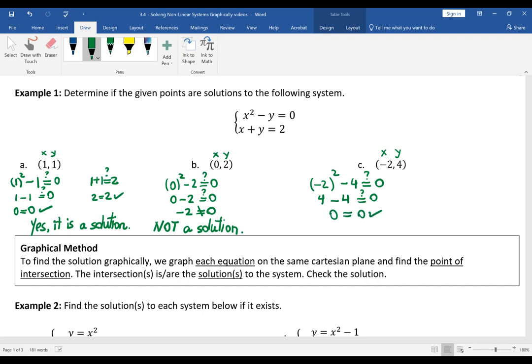Now let's check for equation number 2. It's x plus y. So I'm going to write -2 plus 4. Is this equal to 2? -2 plus 4 is 2. 2 equals 2. True statement. That means yes, it is a solution.